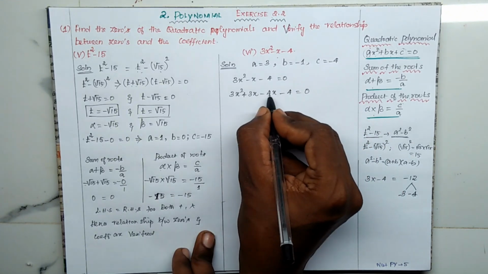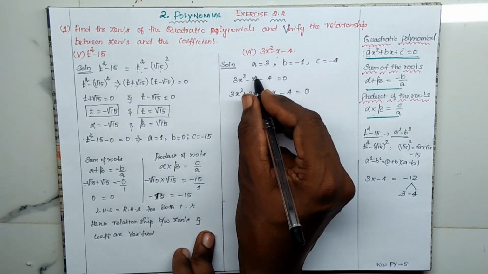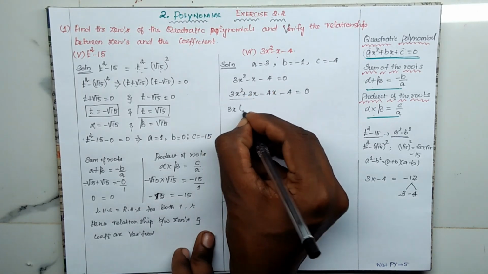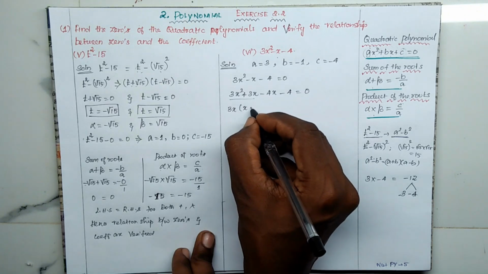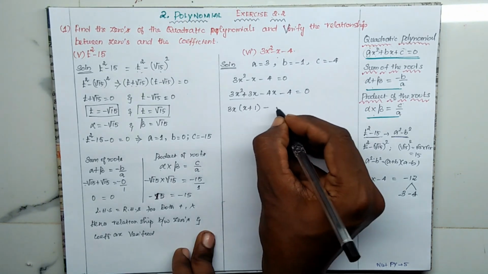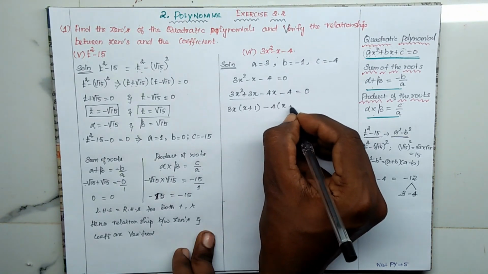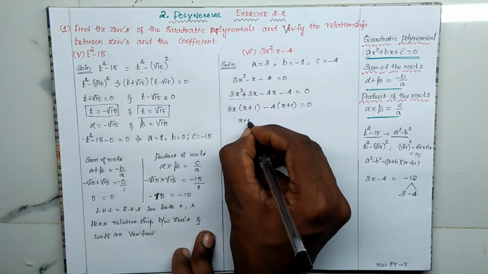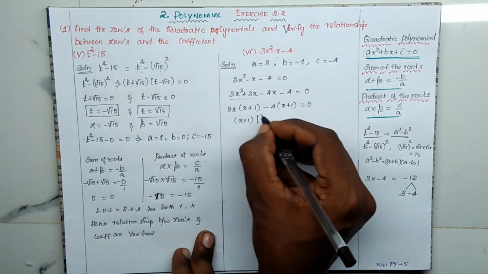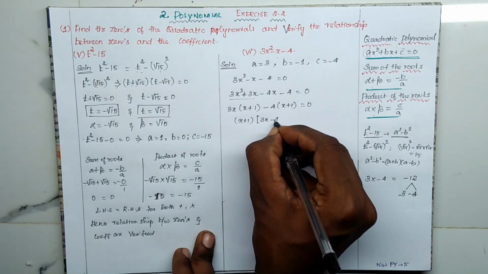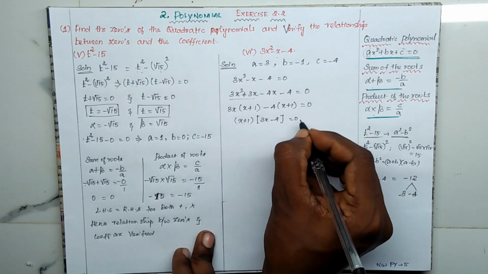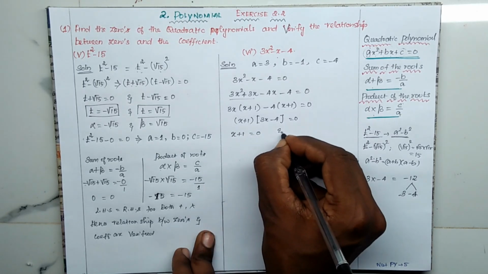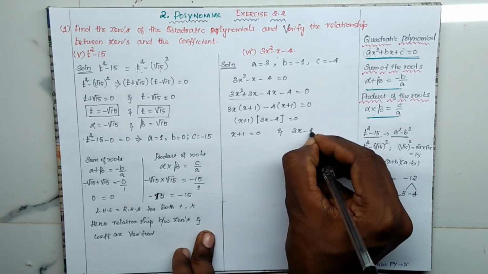Now if we add these 3x minus 4x, we get minus x. Here, take 3x commonly outside, and the remaining thing will be x plus 1. And here, if we take minus 4 outside, we get x plus 1. Now take this x plus 1 commonly outside. So the remaining things will be 3x and minus 4. Now equating these to 0, we get x plus 1 is equal to 0, and the other factor 3x minus 4 is equal to 0.